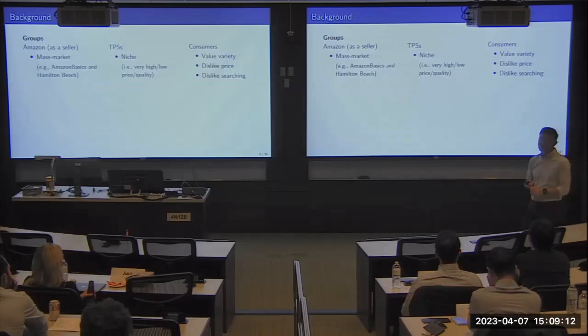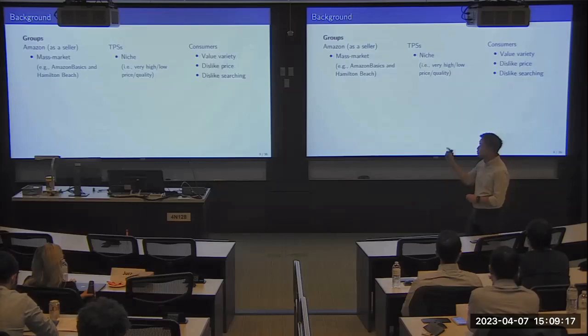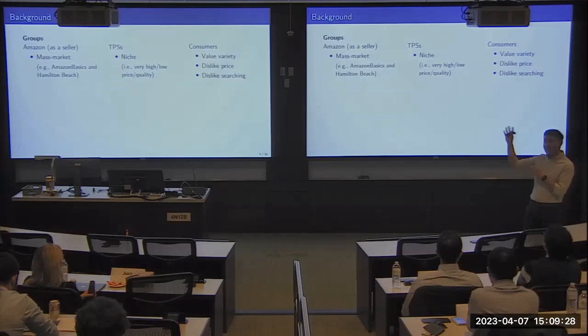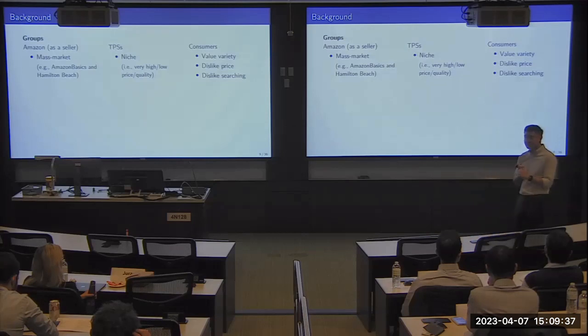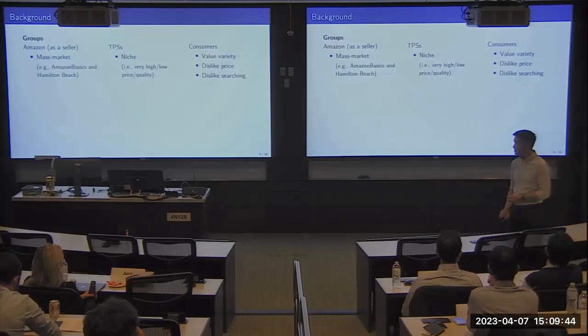They're not the only ones on the platform. There's all these small businesses and third-party sellers. Their role is really to just provide the niche products on the platform. So they fill out the price quality space by going in at very low quality, low price, or perhaps even very high quality, high price. And then for the consumers part, they're going to value variety, they're going to dislike searching, and they're going to dislike price, obviously. And they might be heterogeneous to the extent to which they dislike those things.